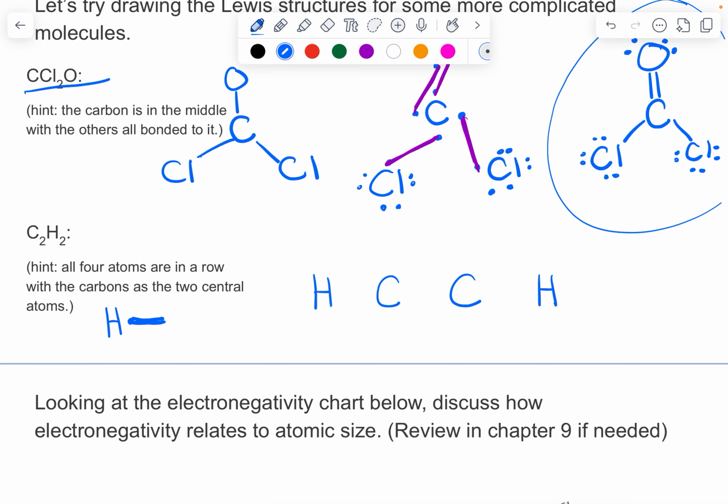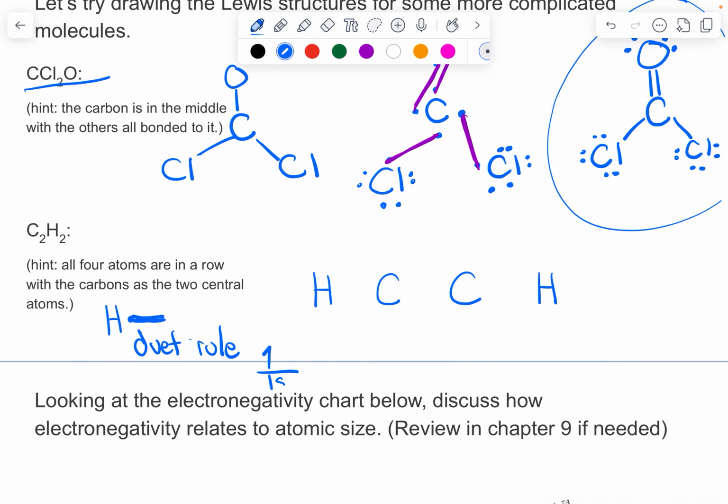This is because of that duet rule, or the fact that hydrogen starts with a single electron and it only has to fill up that 1s orbital, so it doesn't need a total of 8. It just needs 2. Okay, so even if I hadn't told you, you should know that the hydrogens are going to be stuck on the outside in some way.